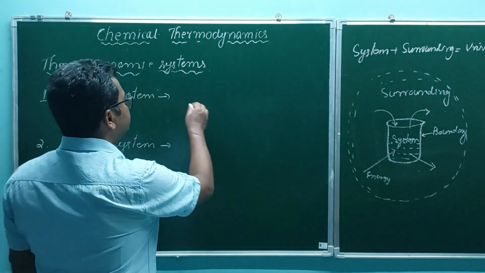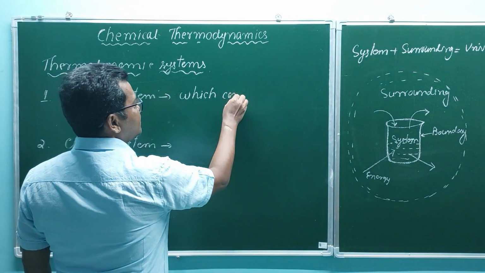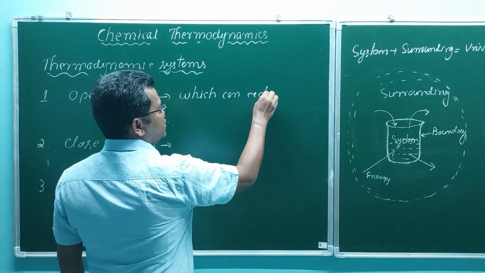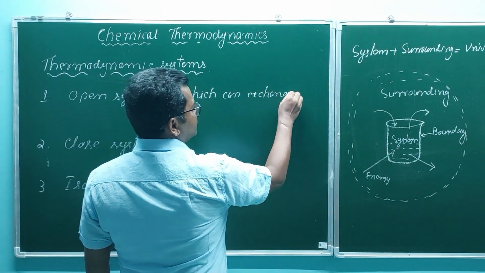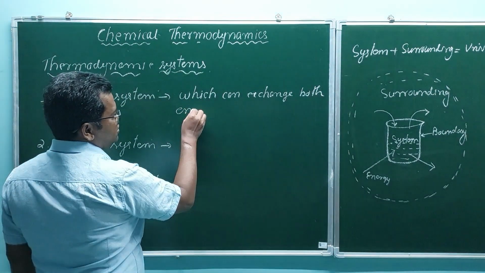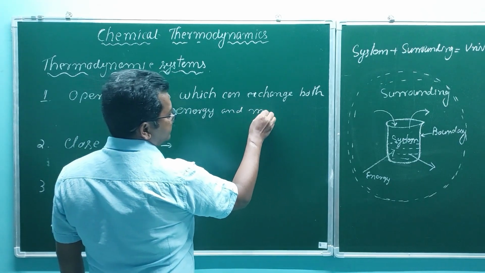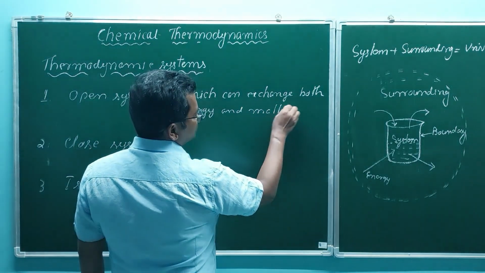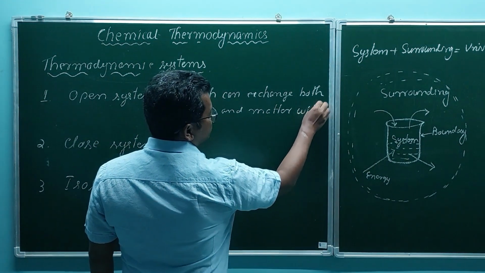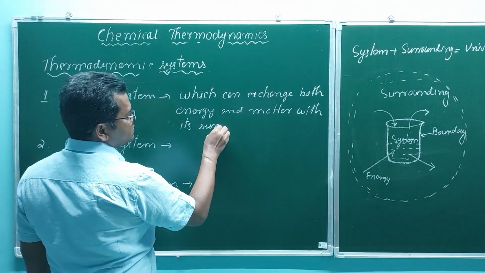So an open system is one which can exchange both energy and matter with its surrounding.